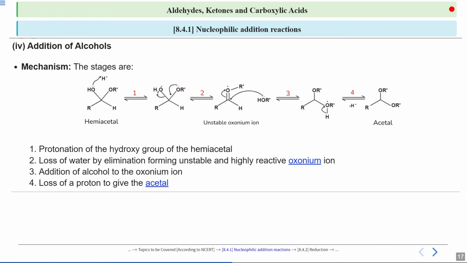So these are the four steps. In the first step, this oxygen gets protonated, this water leaves and you get an unstable oxonium ion. And this alcohol, in which the oxygen has lone pairs, attacks this carbon and gets attached. Then there is finally the loss of this proton, and this gives you an acetal.